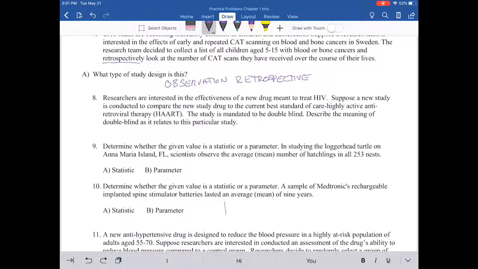I'm going to write that out after the video because I don't want to spend a minute writing that out for you. But remember, when we have a single blind, double blind, triple blind, all increasing in blindness. So when we have a double blind, neither the participants nor the physicians or nurses, the people that are involved, are aware of the treatment.